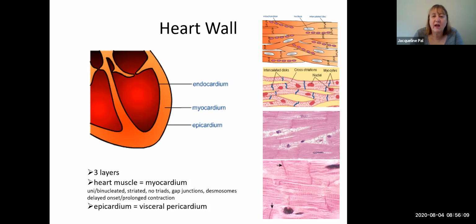So on the right, I have some pictures and words to remind you about cardiac muscle being unipennant or bipennant, being striated, but there are no triads. There are gap junctions and desmosomes. If you don't remember what those specifically do, please look them up because they have big functions in heart muscle. And the heart muscle also does contraction as well.